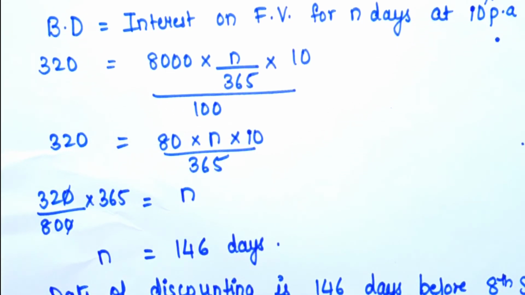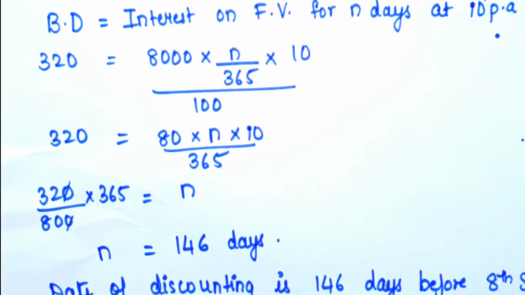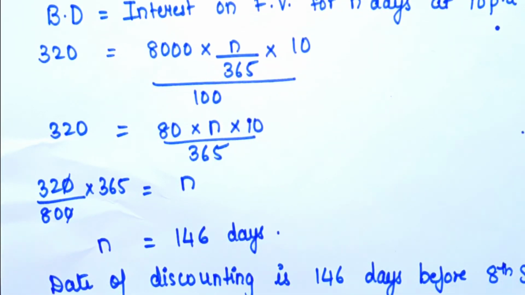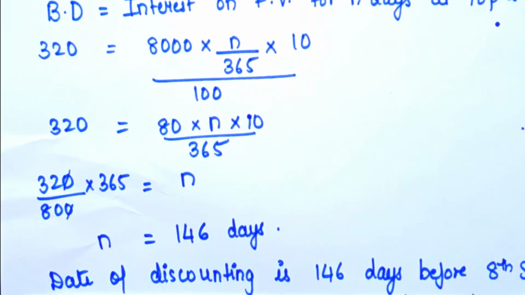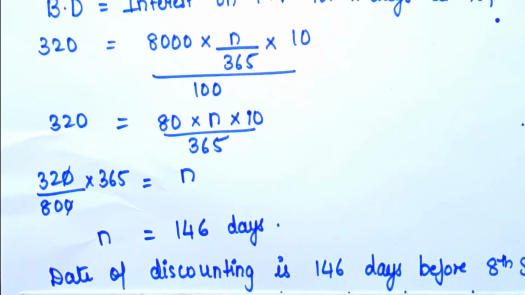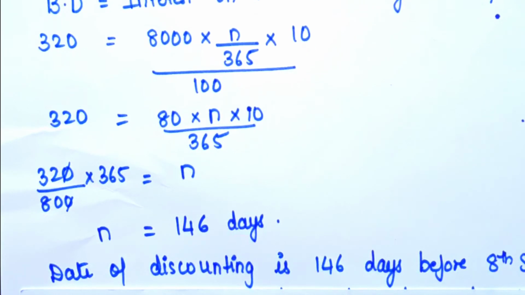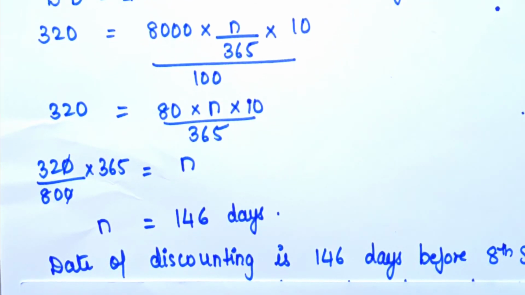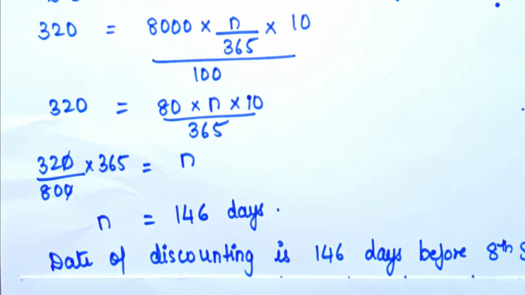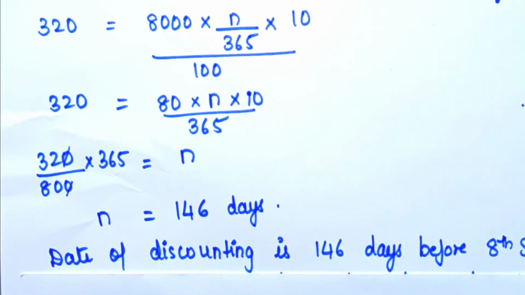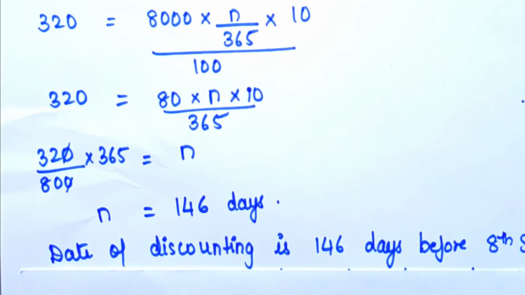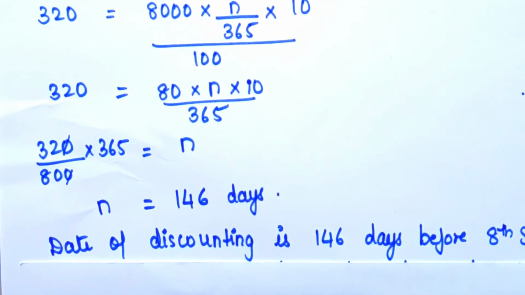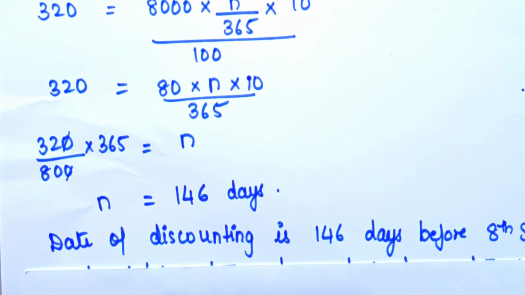Why have we to calculate 146 days before 8th September? It's basically because the period that we consider for banker's discount is the period between the date of discounting to the legal due date. So if we have got 146 days, it is 146 days before the legal due date. Are you getting it? So 146 days before the legal due date.